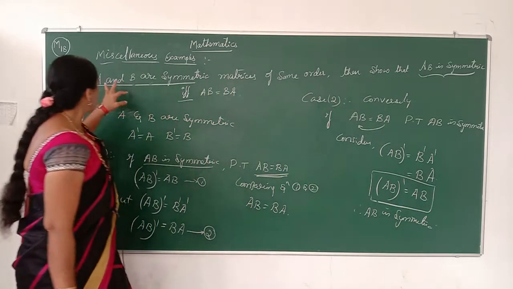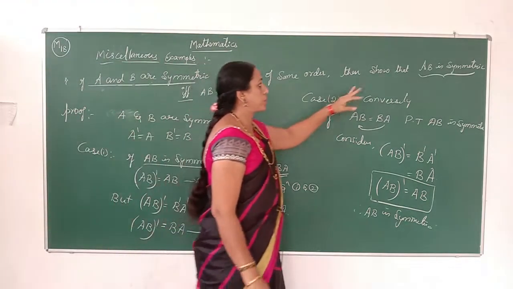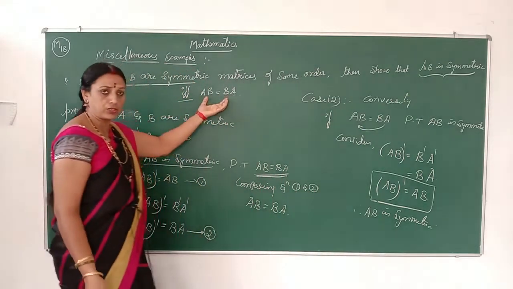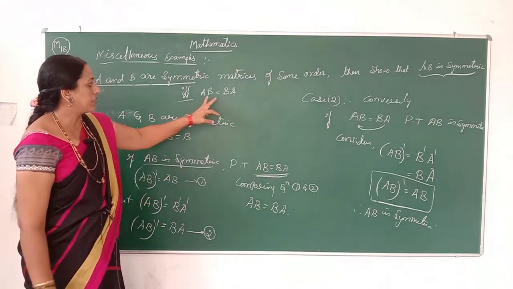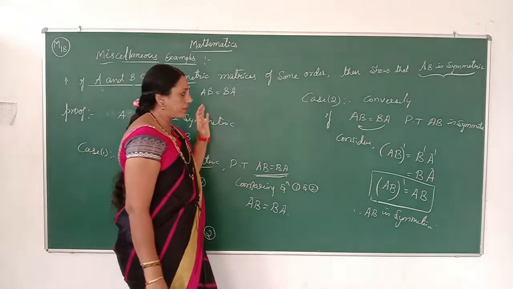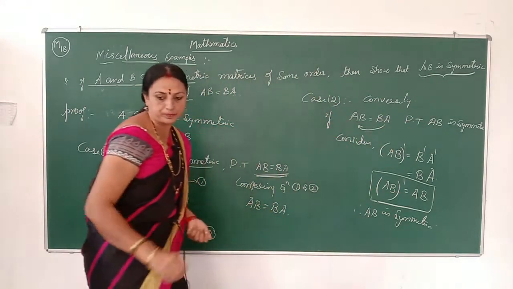So therefore, if A and B are symmetric matrices of the same order, it is possible to prove that AB is symmetric by using the condition AB is equal to BA, and in the other case, to prove that AB is equal to BA, meaning the product of two matrices is commutative, if AB is symmetric.